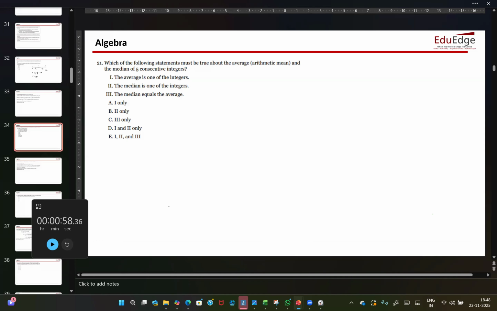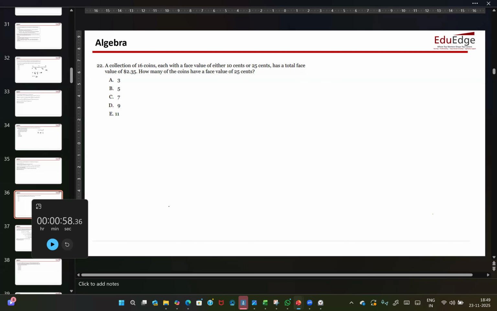Best is to just take some 5 consecutive integers. Just take 1, 2, 3, 4, 5 and see what is true and what is not true. So what is the average? 3. 1 and 2 is true. The median is also 3, equal. So 1, 2, and 3 all are true. E is the answer.